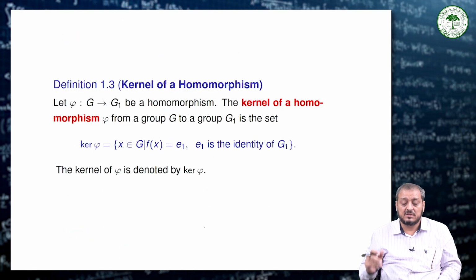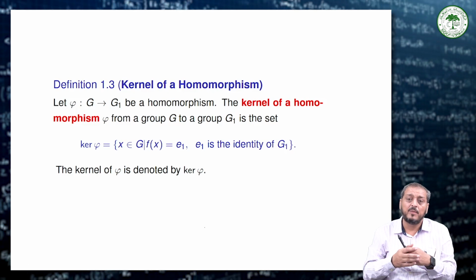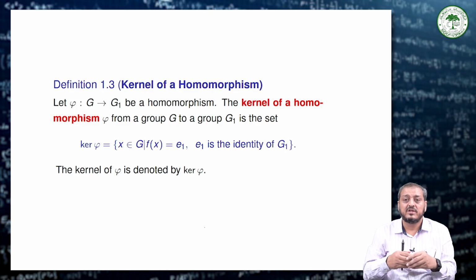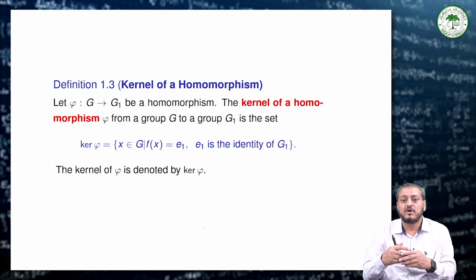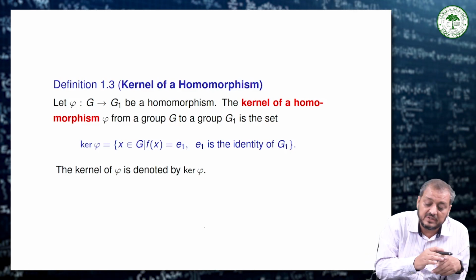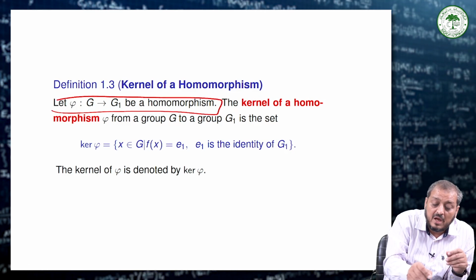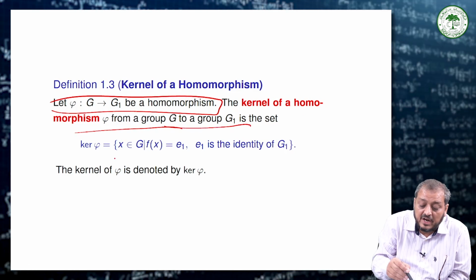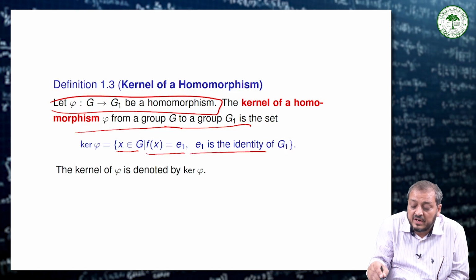Okay, so now let's define another important concept in homomorphisms. We use it many times in proving the fundamental theorem of homomorphism and the theorems of isomorphism. It is the kernel of a homomorphism. So before the properties, let me define the kernel. Let phi from G to G1 be a homomorphism. Then the kernel of the homomorphism is the set of x belonging to G such that phi of x is equal to E1, where E1 is the identity of G1.